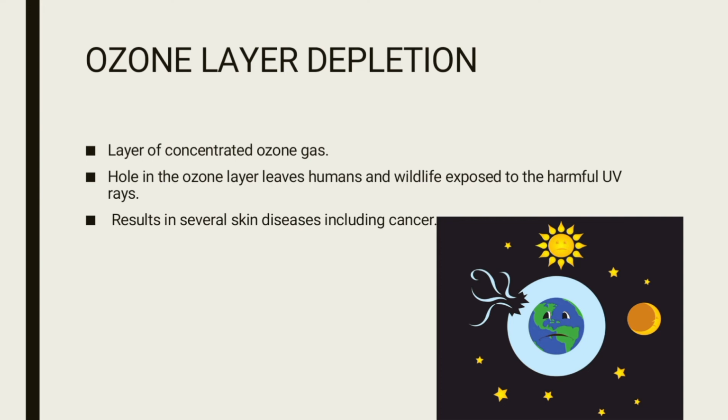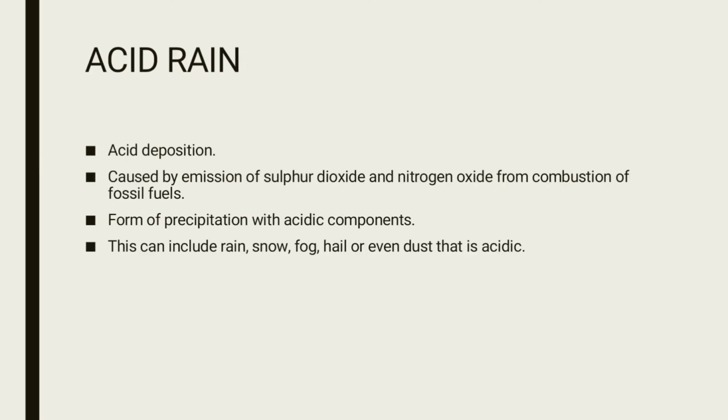The ozone layer is a layer of concentrated ozone gas. It protects us from the sun's harmful ultraviolet rays. This very important layer is being destroyed by CFCs, that is chlorofluorocarbons, which are used in industries and everyday life. The chlorine in these compounds destroys the ozone layer. The hole in the ozone layer leaves humans and wildlife exposed to the harmful UV rays, resulting in several skin diseases including cancer. The next major environmental problem is acid rain.